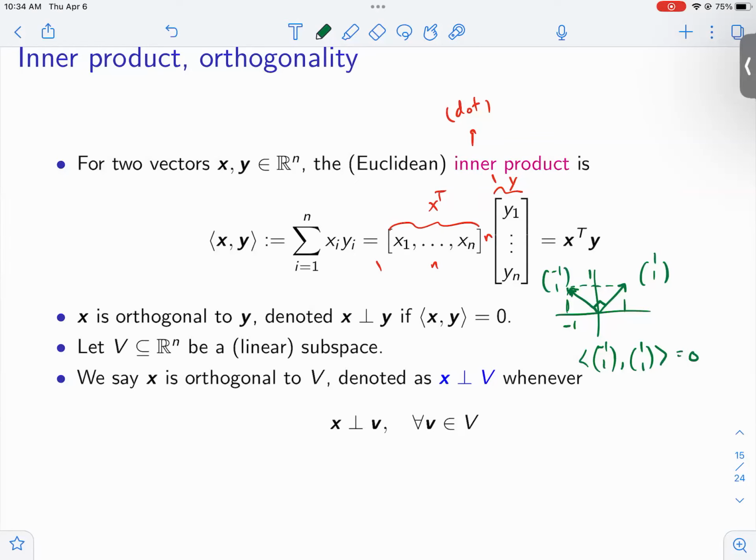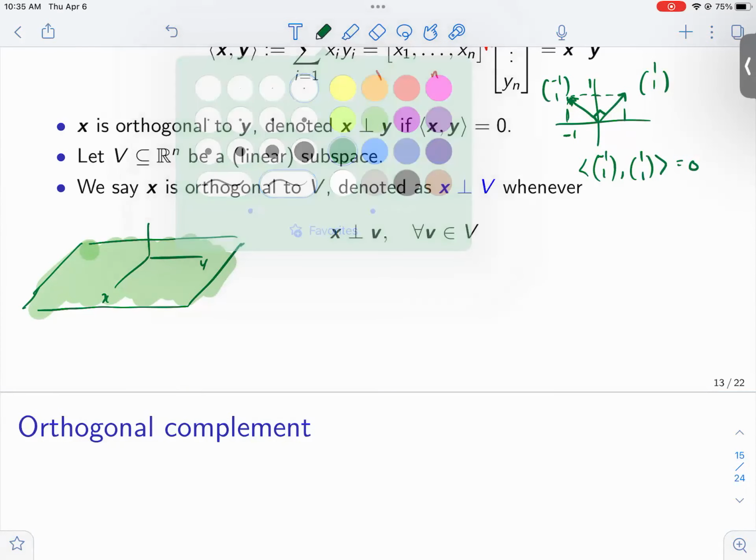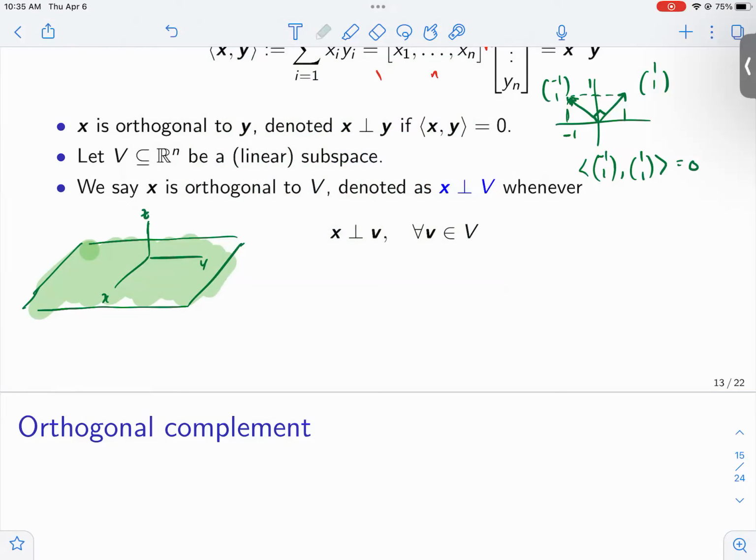This notion of orthogonality extends to linear subspaces. I can say, for example, X is orthogonal to V, a linear subspace, and I write it as X perp V, if X is orthogonal to every vector in the subspace. The natural example: think of the XY plane as a subspace in R3. So we have this subspace here, and then I have Z. The vector, for example, 0, 0, 1.